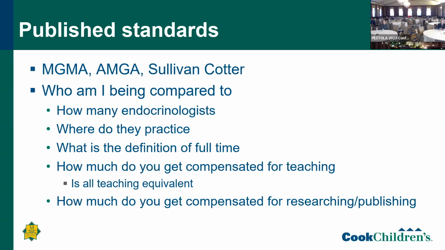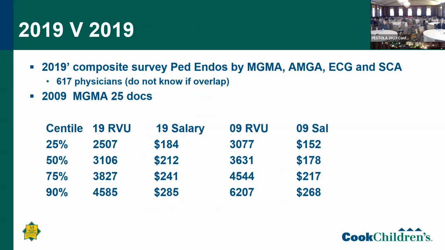And, you know, is all teaching equivalent, and how much you get compensated for research and publishing. And none of that data is in the standards. So one of the things I did is I looked at the 2019 composite survey data. And so this is a composite of these 4 surveys. And there were 617 physicians. So that's a huge number.